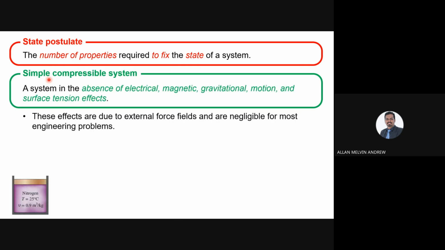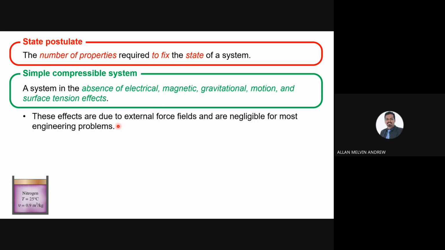Okay, then we have a simple compressible system. Even though the term says compressible system, when I say compressible system, we automatically think about a system that we want to compress. But don't ask me why they name it like this; this is the term that the engineers and the scientists give. It is not really related to compressing, but the definition is: a system in the absence of electrical, magnetic, gravitational, motion, and surface tension effects.